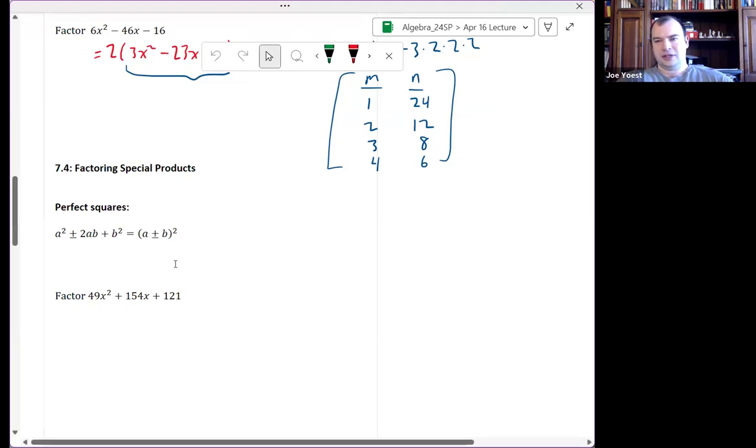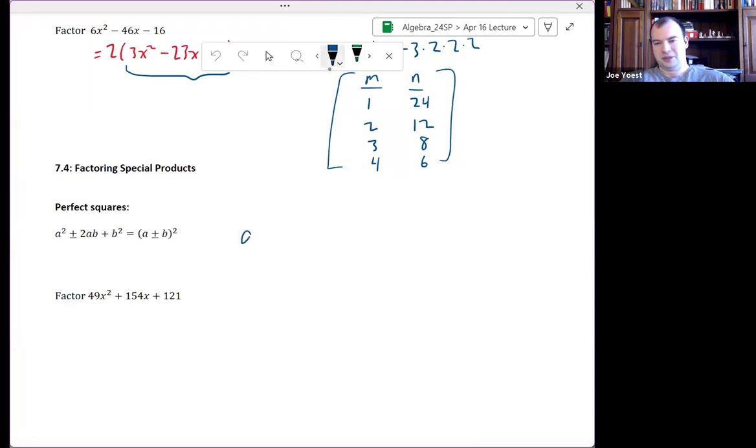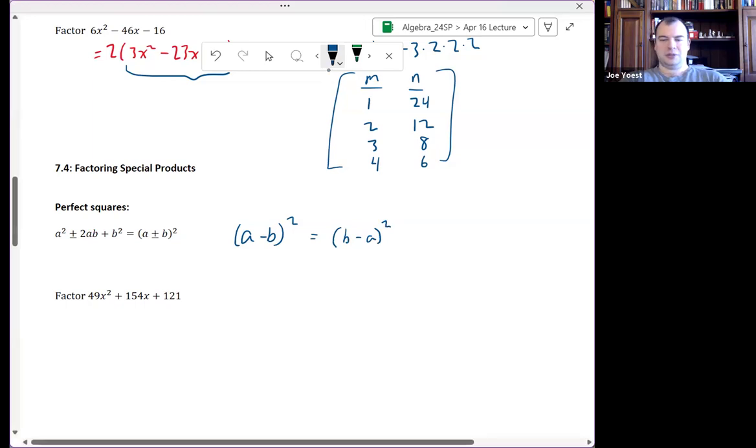As kind of an interesting little side note, say for instance, (a − b)². You might say, wait, (a − b)² is a² − 2ab + b², but that's kind of symmetric in a and b. Shouldn't the negative be somehow inherently attached to the b? Well, note that (a − b)² is the same as (b − a)².